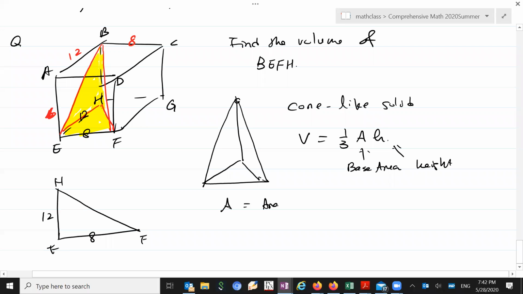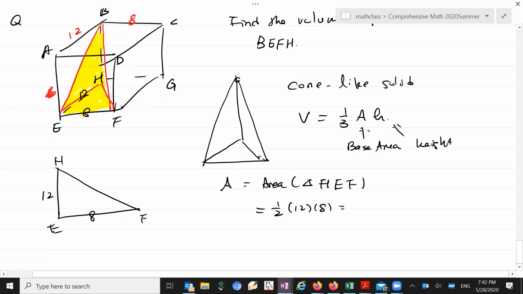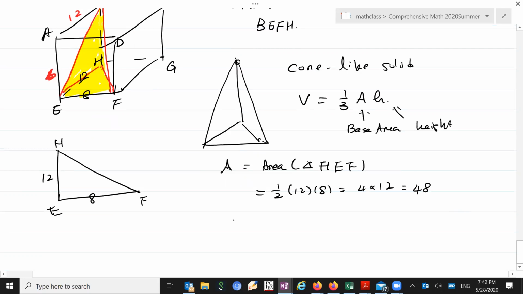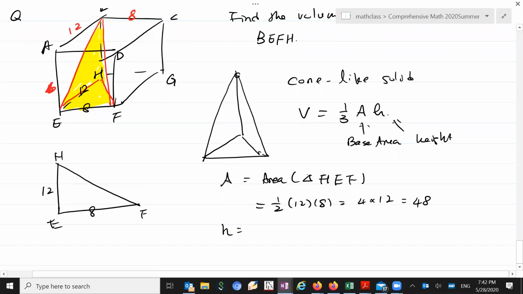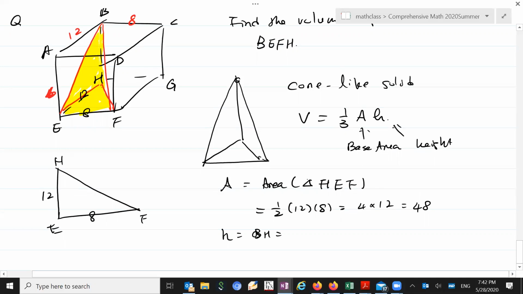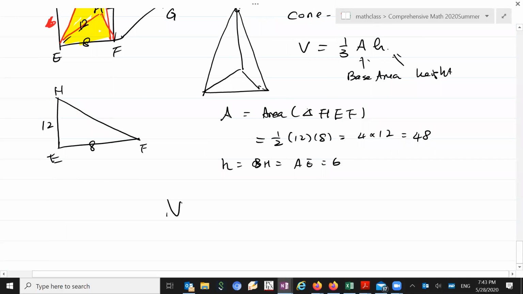So the area is going to be the area of triangle HEF. Okay? So it's going to be half of 12 times 8, and 4 times 12 is 48. So that is the base area. The height, from the picture, you can tell the height is going to be BH, which is AE, which is going to be 6. So therefore, the volume is going to be 1/3 the base area times the height, right? So the answer will be 2 times 48 is 96 square meter, okay?